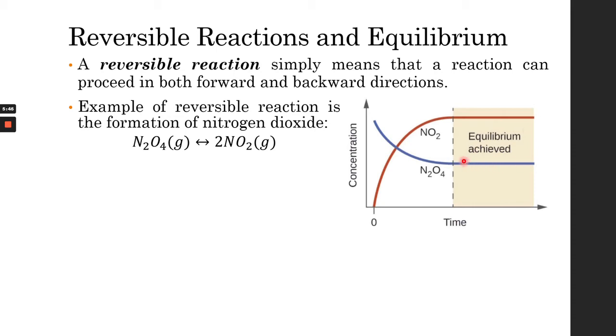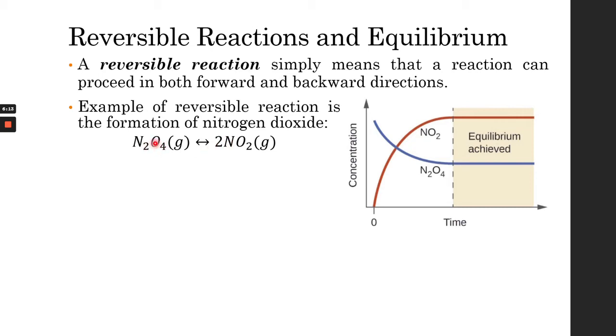This flattens out because the concentration of N2O4 and the concentration of NO2 are now basically constant. This is because the concentrations are not changing, creating this equilibrium. What I also want you to remember is that this does not mean that the reaction stopped. What is basically happening in this situation is that it's going back and forth, no?